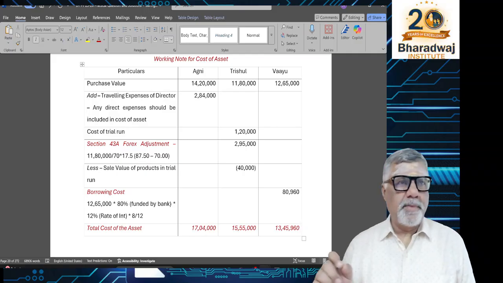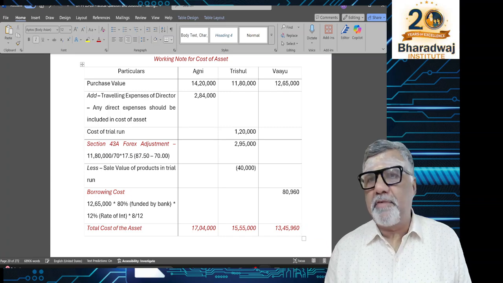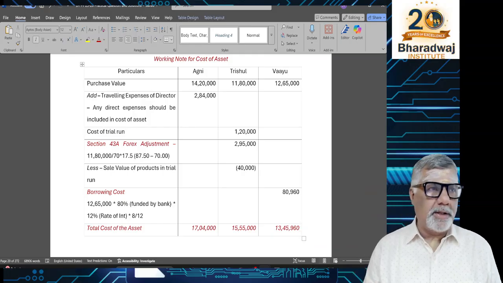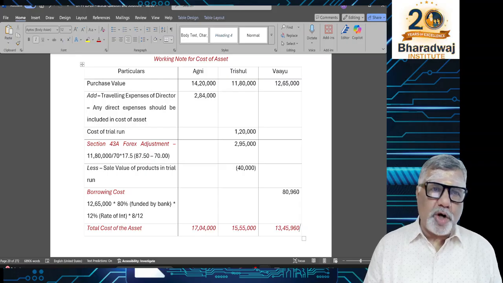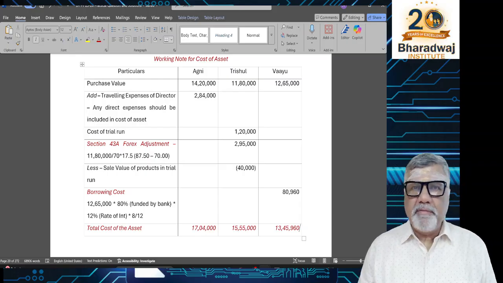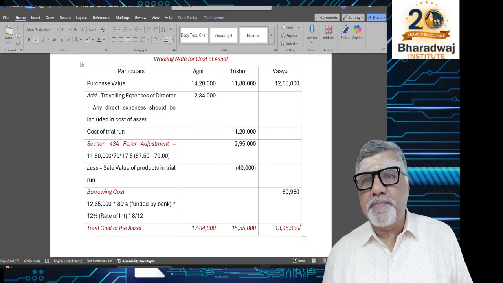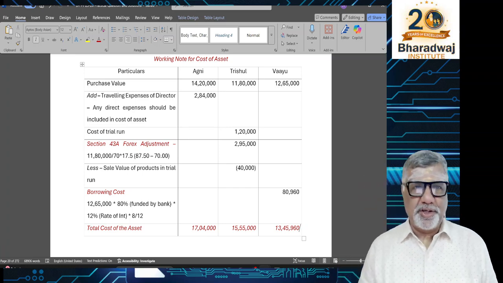Are you understanding? 43A and borrowing cost are repeated adjustments in our questions. We'll keep doing that all through the classes. But remember, it can only be adjusted with the cost of the asset, because sometimes they give the value itself. For example, the forex adjustment of 10 lakhs due to purchase of machinery was debited to P&L account. So I will disallow that expenditure and increase the cost of the asset, for which I will claim depreciation.